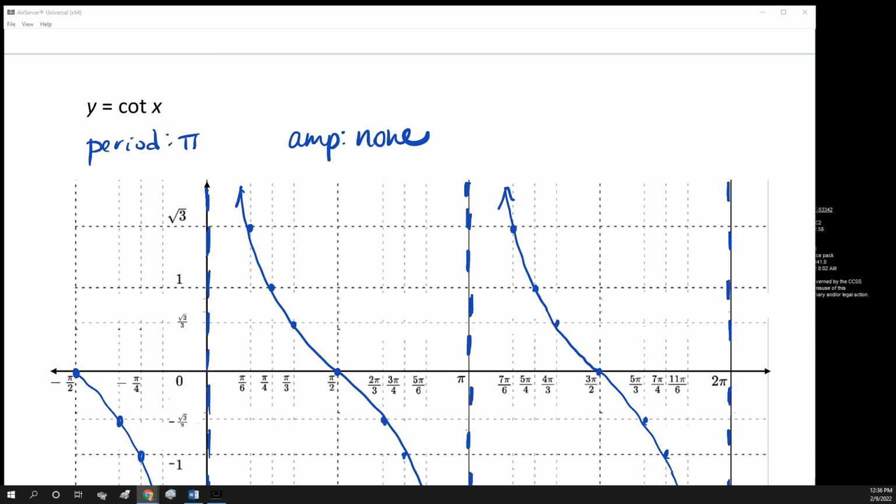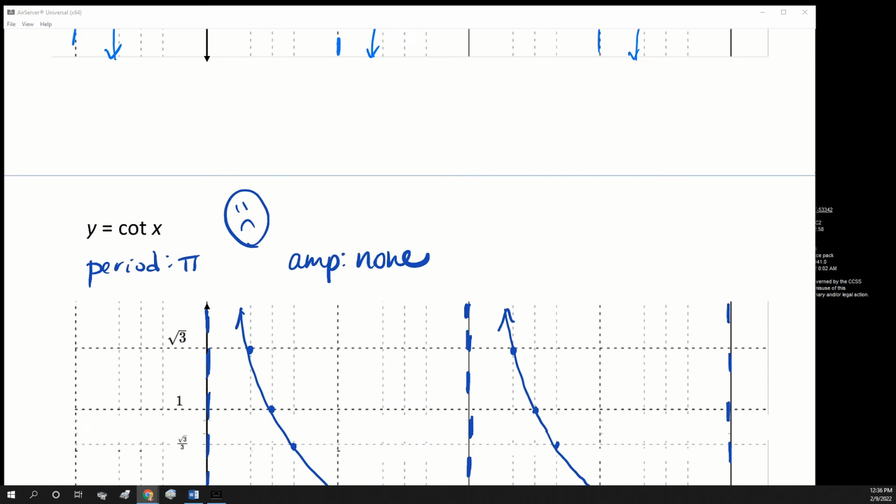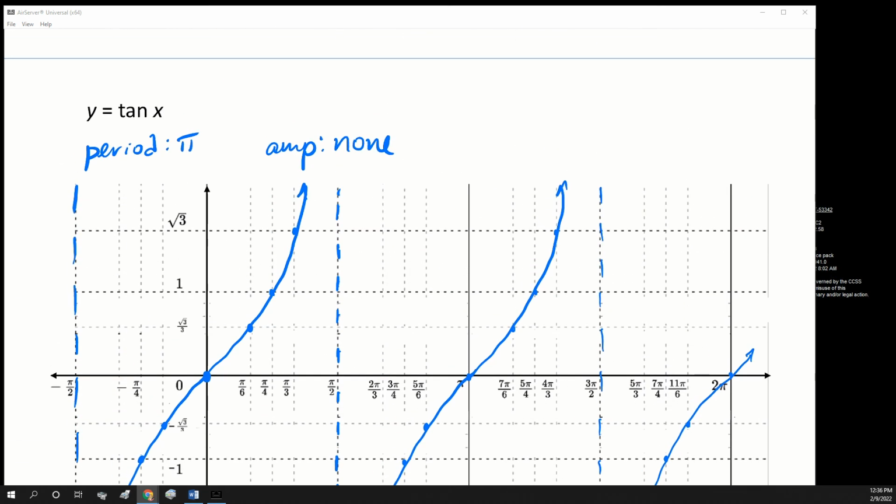Now, one thing that I tell my students, I don't know if it sticks with them or not, but to try and keep the difference between tangent and cotangent in their head, I say that cotangent is a sad graph because it goes down from left to right, and tangent is a happy graph because it goes up from left to right. I don't know. Do you think there's anything that you can do to tangent to make it sad? Negative. Negative tangent is sad.